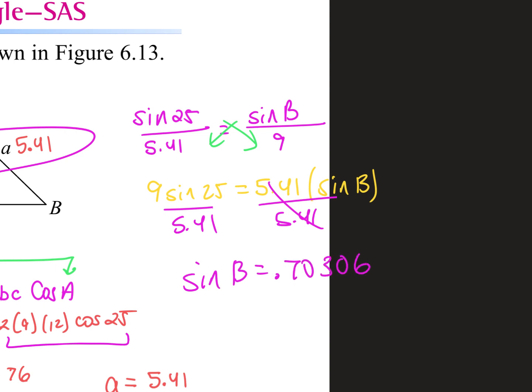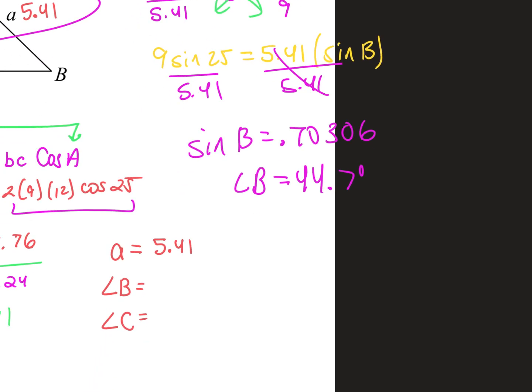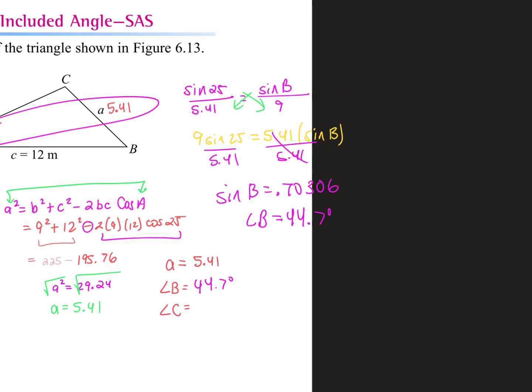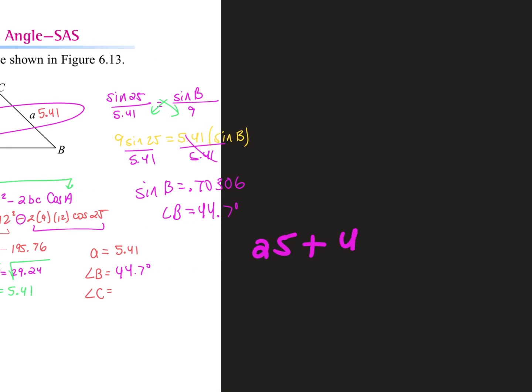Right? So is that the answer? No, inverse sine, second sine, gives me that angle B is 44.7. You guys agree? Now, how can I find C? I just add the two. I have A is 25 plus B is 44.7, which gives me 69.7. And then I say 180 minus.